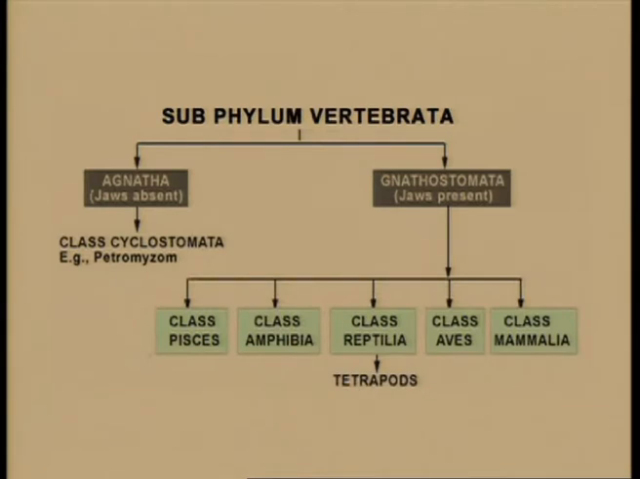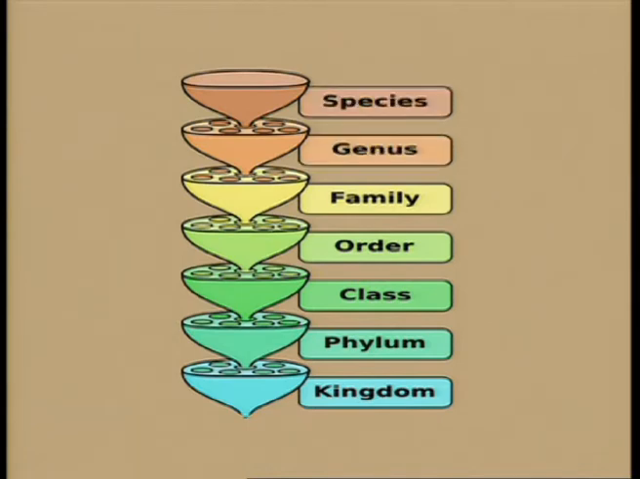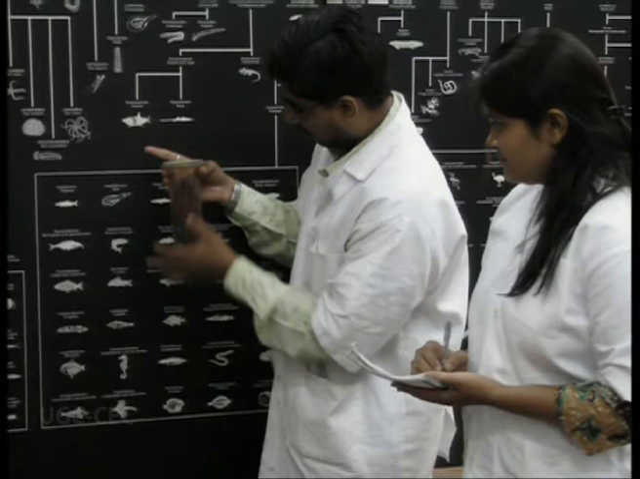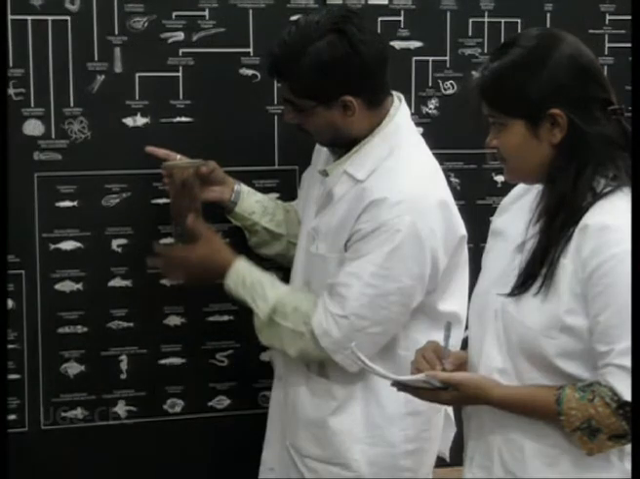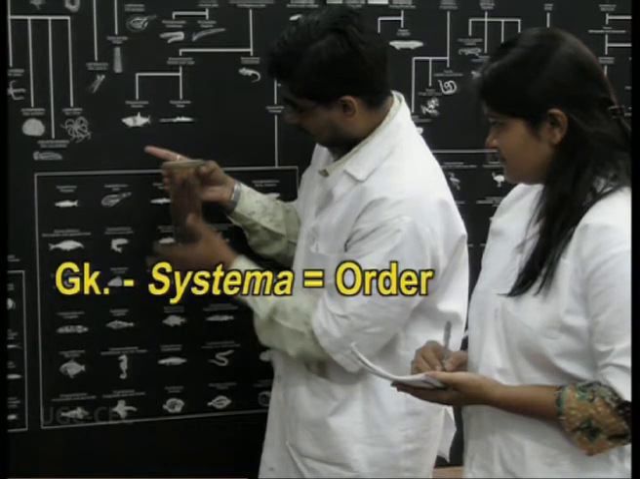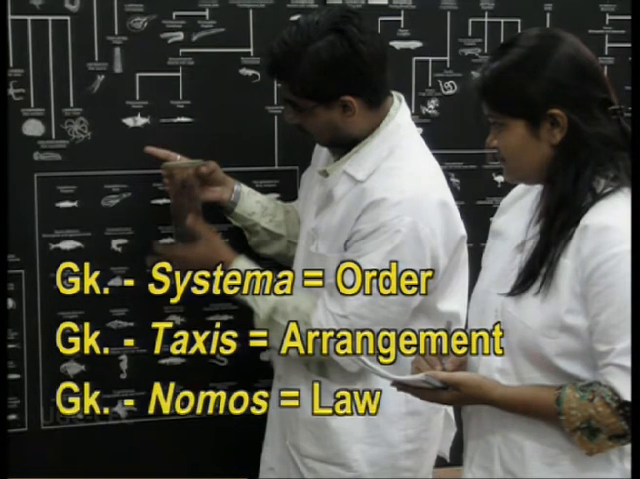As a result, the study of one organism of a group gives us an idea about the rest of the members of that particular group. This scientific method of grouping organisms into smaller and larger groups is called classification or taxonomy or systematics. Scientists who study and contribute to the classification of organisms are known as systematists or taxonomists, and their subject is called systematics, from the Greek systema, order or sequence, or taxonomy, from the Greek taxis, arrangement, nomos, law.